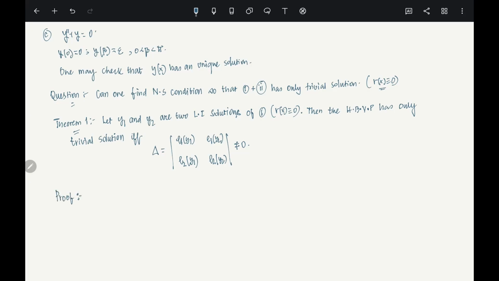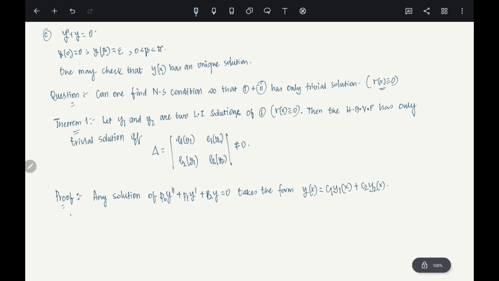Okay, the proof, very easy proof. How do we do it? See, any solution of the equation p0 y double prime plus p1 y prime plus p2 y equals 0 takes the form, what is the form? y of x equals c1 y1 of x plus c2 y2 of x, right? This is the only form which you can take.